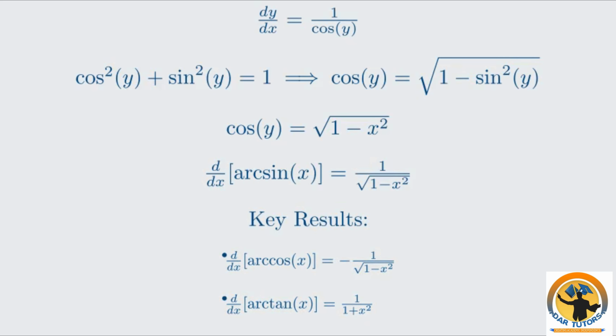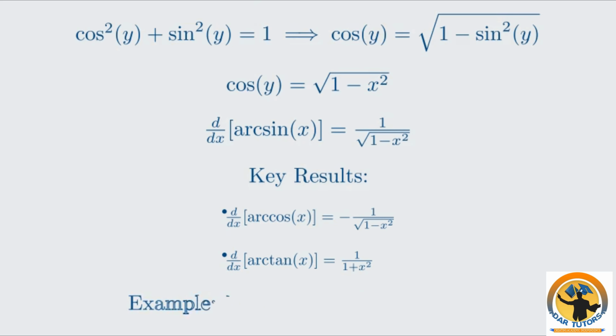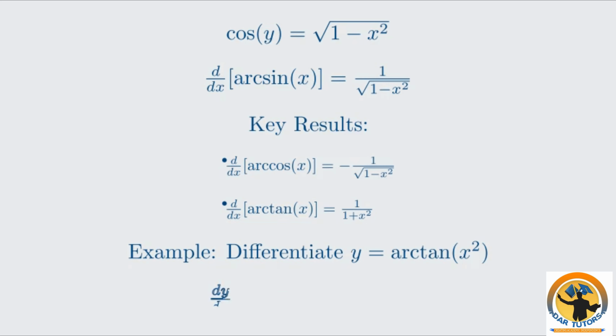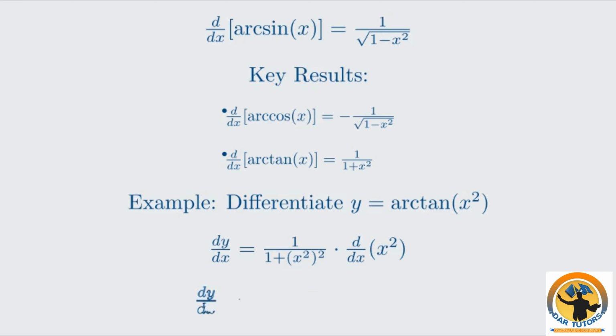Let's see an example with the chain rule. Let's differentiate y equals arctan of x squared. Here, our x in the formula is replaced by x squared. We use the chain rule. The derivative is 1 over 1 plus the inner function squared times the derivative of the inner function. This gives us 1 over 1 plus x to the fourth times 2x. The final answer is 2x over 1 plus x to the fourth.